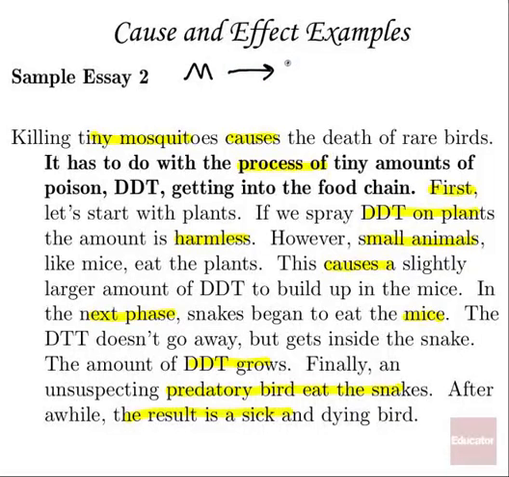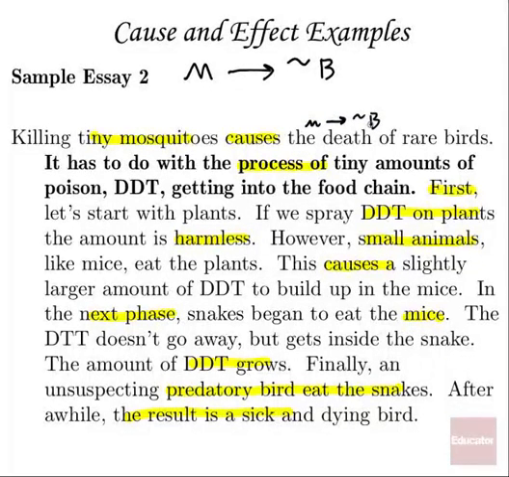And I'll put a little symbol here for not, and I'll put a symbol here for birds. You can use this in your own note-taking anytime. This arrow just means this causes that. This squiggly line just means not something. If you don't like the letters M and B, you don't have to use them. You can draw pictures, you can use symbols. I'm just showing you a very simple notation that might help you out. So, killing tiny mosquitoes causes the death of rare birds. So I'll just go ahead and put that here.